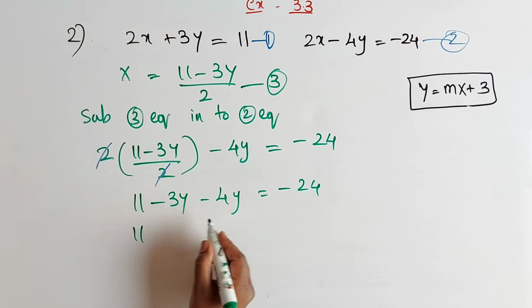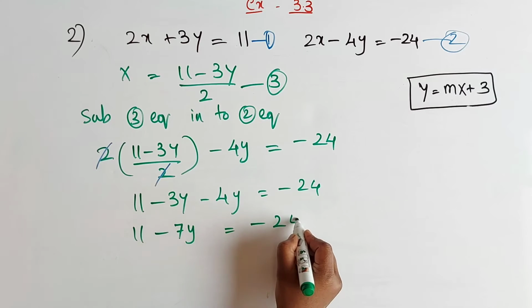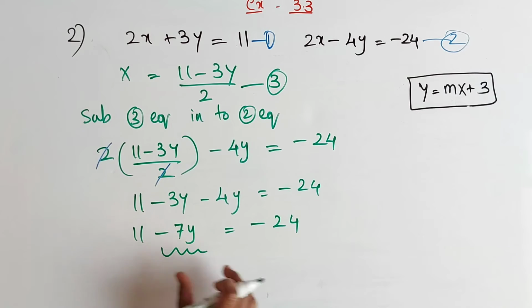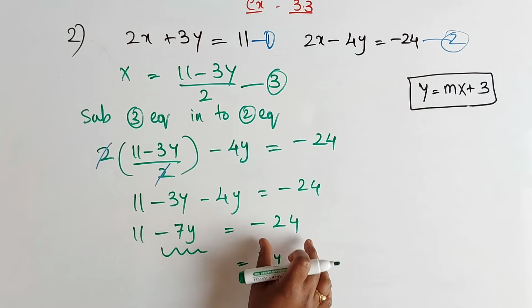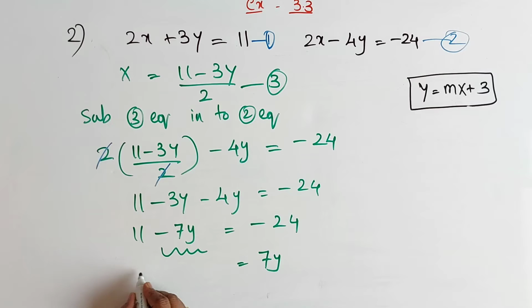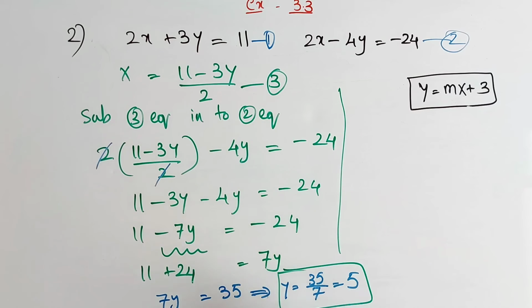From here 11 minus 3y minus 4y is minus 7y equal to minus 24. We want the y value, so send this one to the right hand side. It will be plus 7y equal to, now send this negative 24 to the left hand side. 11 plus 24. From here 7y equal to 11 plus 24, 35, children. Therefore y equal to 35 divided by 7, that equals 5. Now we know the y value, children. Y equal to 5. We have to find out the x value.